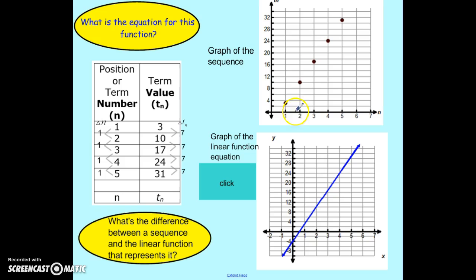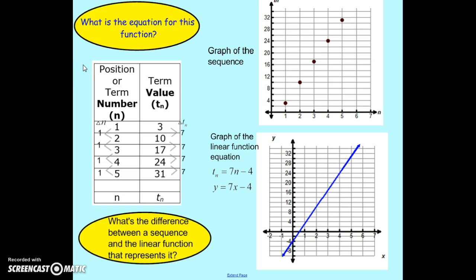So this graph went ahead and graphed those points, and if we wrote the equation of the line, it would be y equals 7x minus 4, and that's this graph. This is the function notation or the sequence notation. If I'm looking for the term value, that's the nth term, I need to take 7 times the term number minus 4, or y equals 7x minus 4.